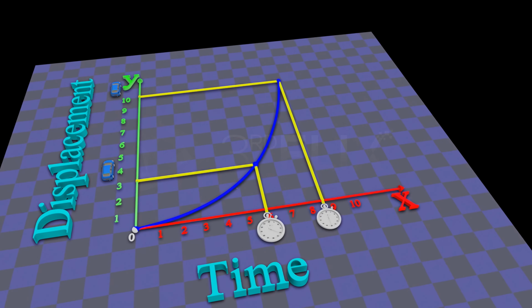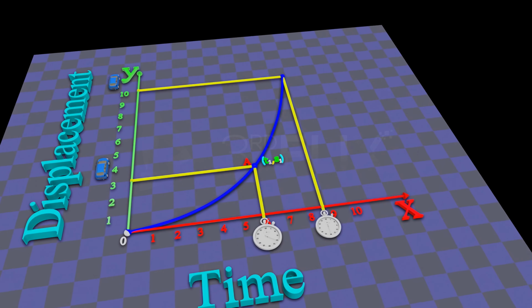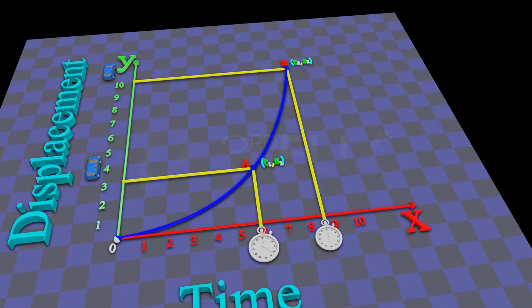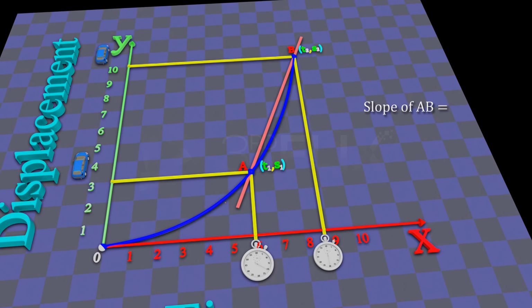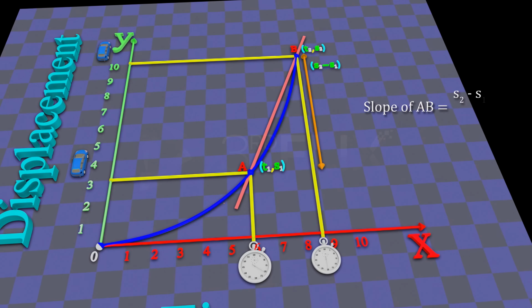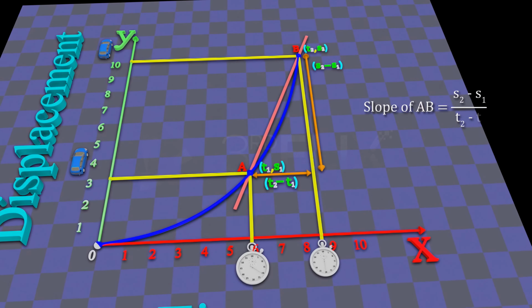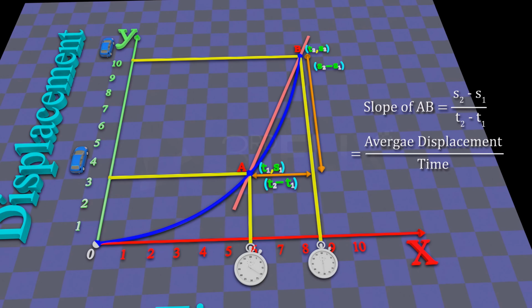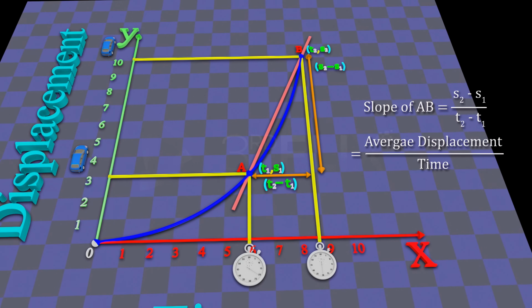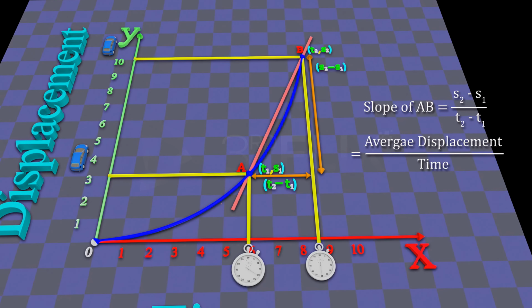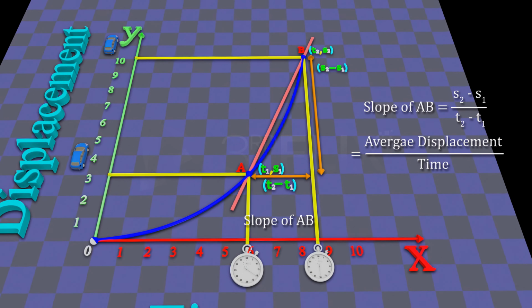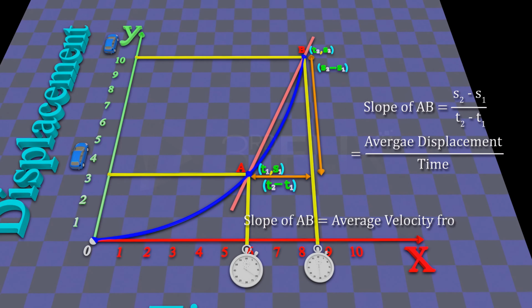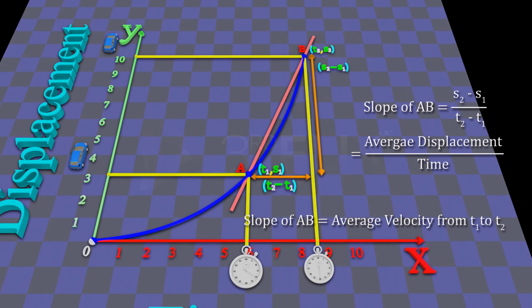Consider 2 points, A, T1, S1 and B, T2, S2 on the graph. The slope of the line joining these 2 points is S2 minus S1 divided by T2 minus T1, which gives the average displacement of the object covered in unit time. Hence, the slope of a secant line joining the 2 points gives the average velocity for the time interval T1 to T2.